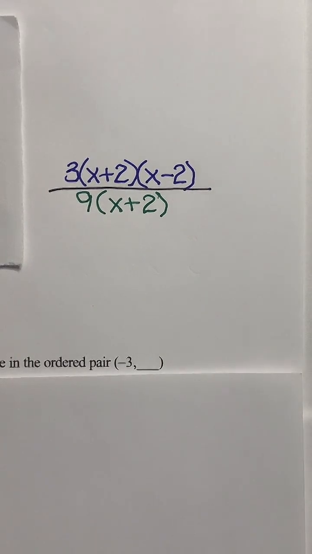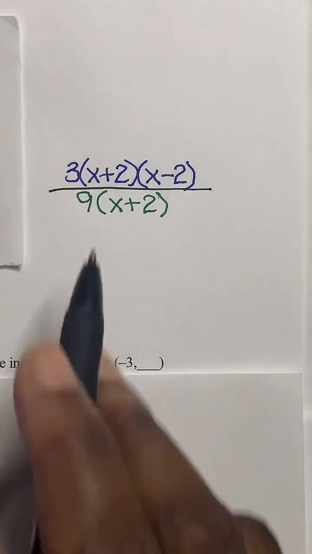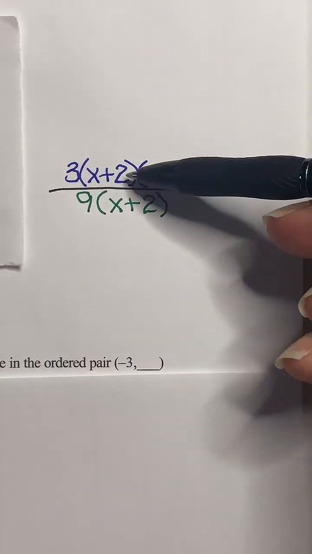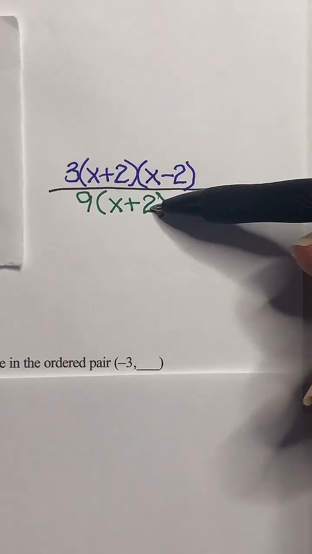Good, we got x plus 2's, x plus 2's, x plus 2's, excellent. The x plus 2's, nice. And we can simplify. Good job with the 3 and the 9. So we have our x plus 2 and our x plus 2.